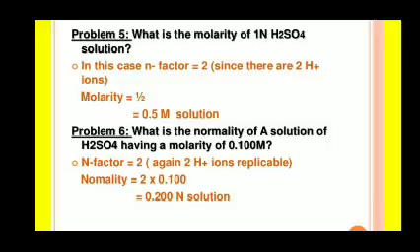What is the normality of a solution of H2SO4 having a molarity of 0.100 M? The n factor is 2, again two H plus ions replaced. Therefore, normality is equal to basicity into molarity. 2 into 0.100, that is equal to 0.200 N solution. Therefore, normality is equal to basicity into molarity.